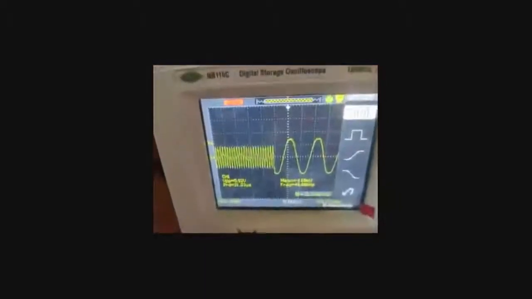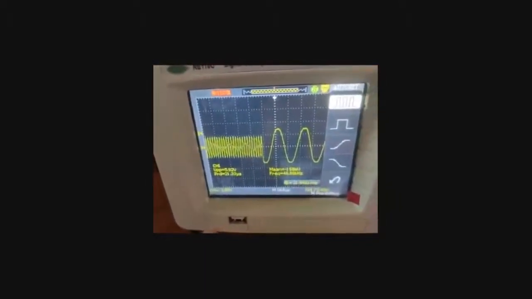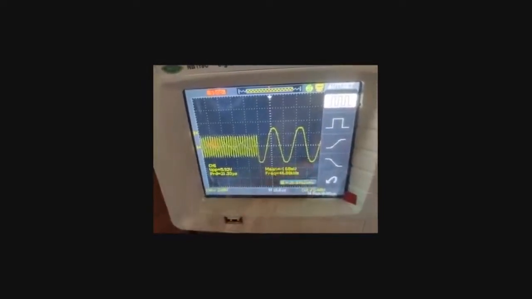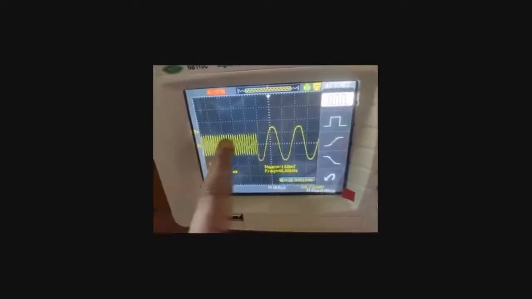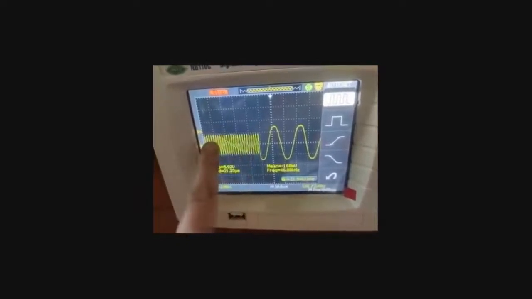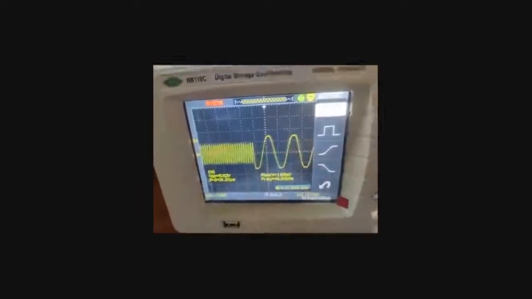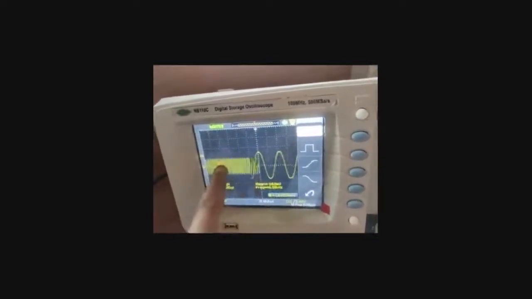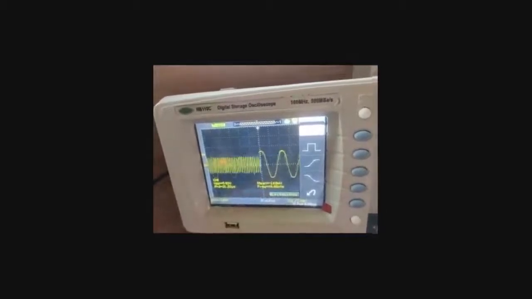So this is the FSK modulated signal. In this waveform you can observe that the number of cycles is changing. Here the number of cycles is more than in this part, and the signal looks like this. It is coming as per the input signal.